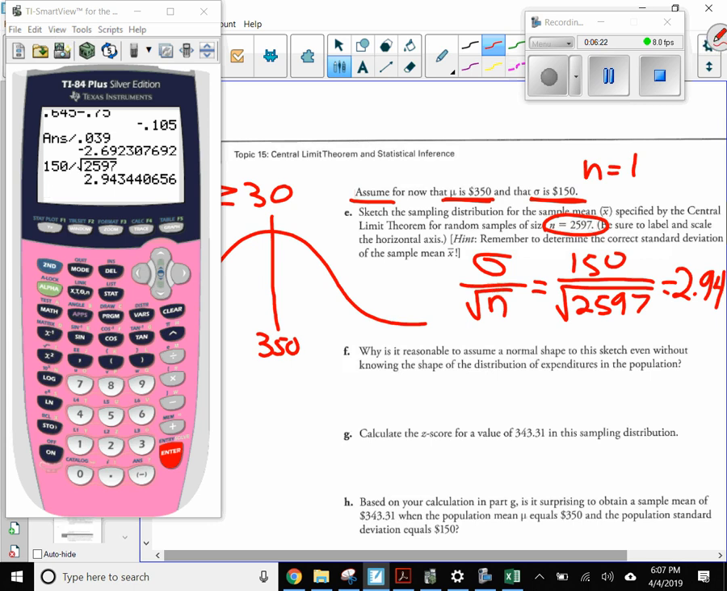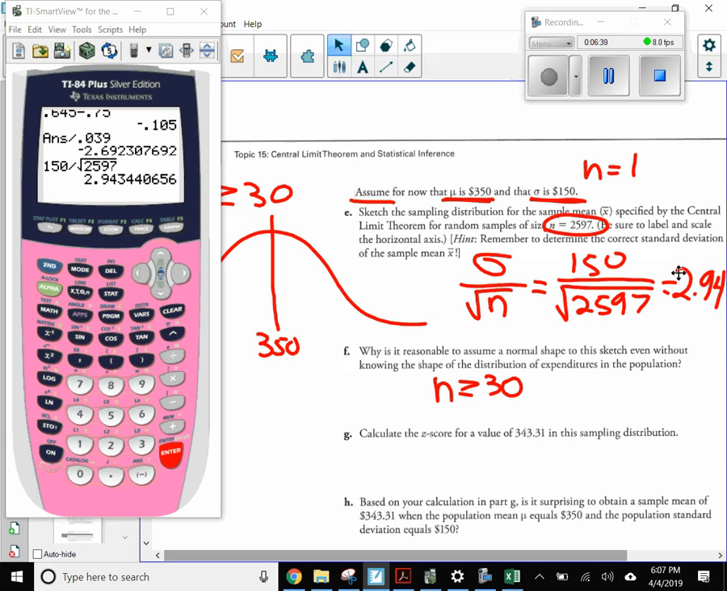Why is it reasonable to assume a normal shape for the sketch, even without knowing the shape of the distribution of expenditures in the population? That goes back to because our n is greater than or equal to 30. We have a plenty big enough sample size.